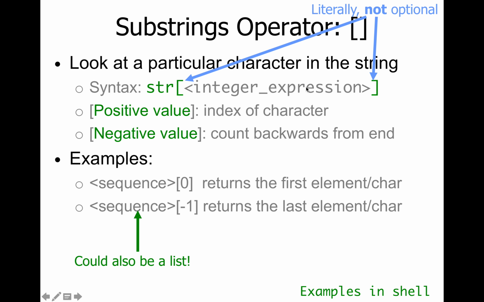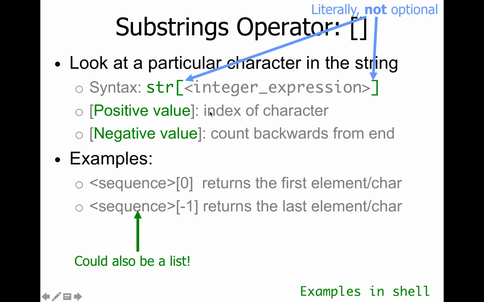So if I want to access just a portion of the string, I can access single elements, or I can even access a range. And the way I do that is with what's called the substring or splice operator, which are the square braces. And these are literal, they're not optional. The syntax is the name of the string, square brace, some kind of integer. It doesn't have to be an integer literal. It can be a variable or expression that evaluates to an integer value.